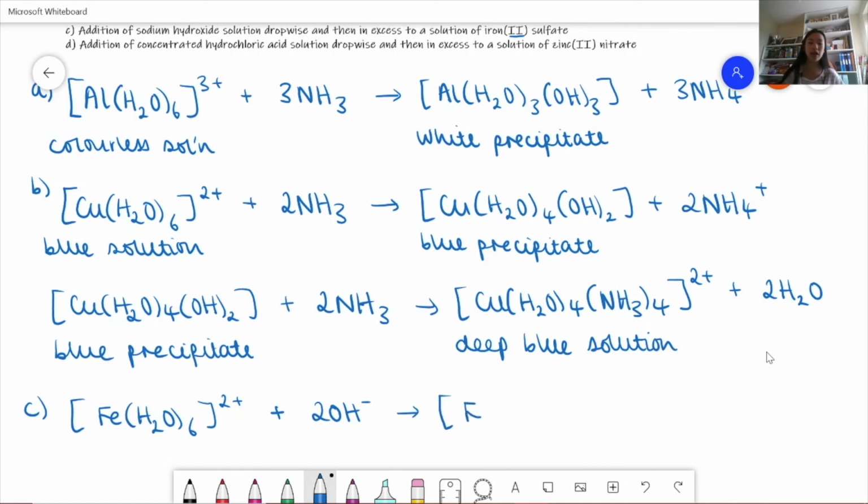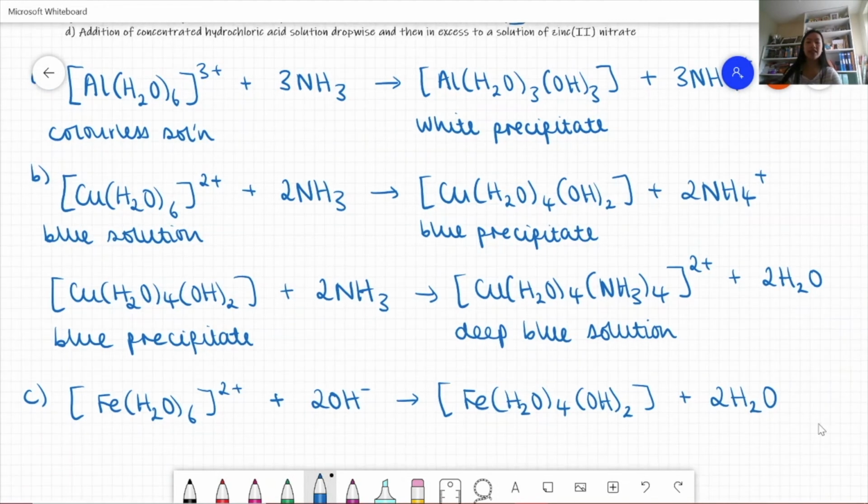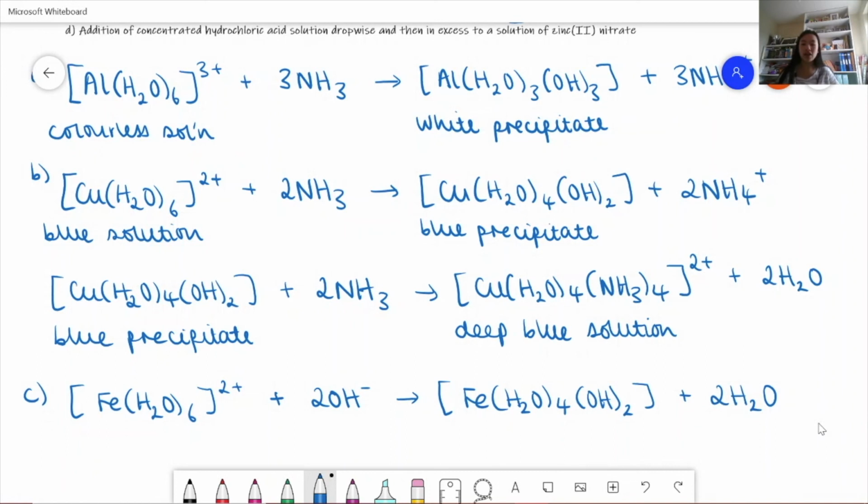And so this forms Fe(H2O)4(OH)2, and that's neutral. And then we also have 2 waters which are formed. And so the observations for this are that we start off with a green solution because Fe2+ is always green, and then we end up with a green precipitate.